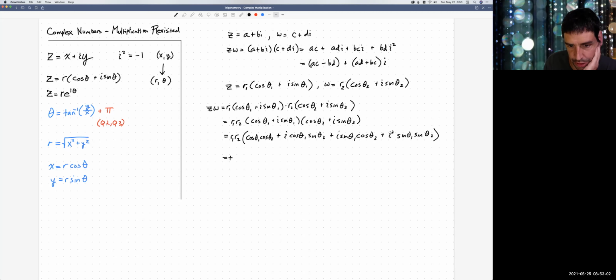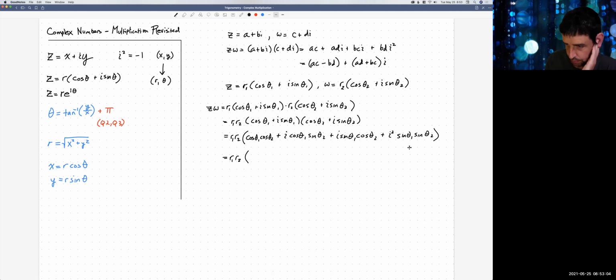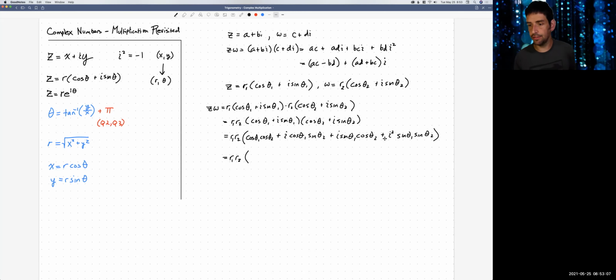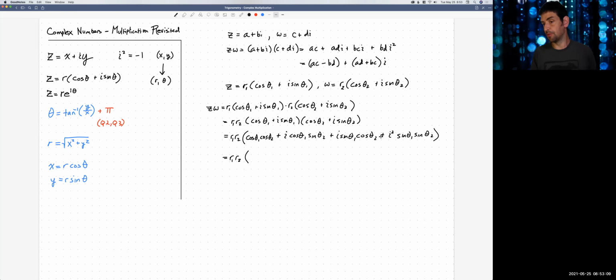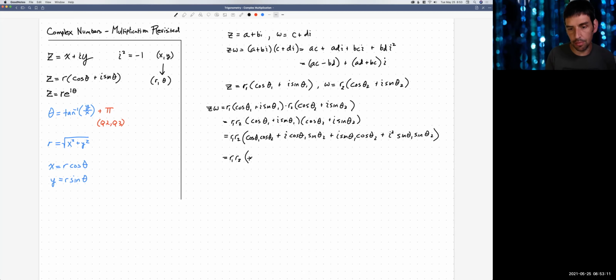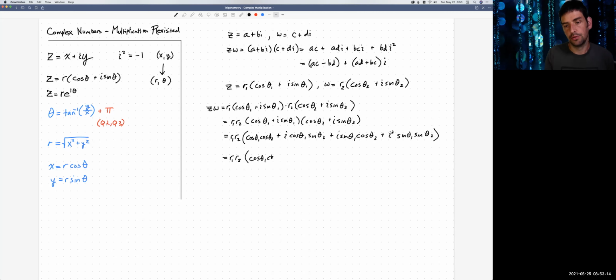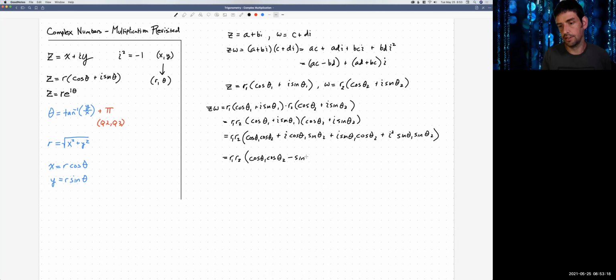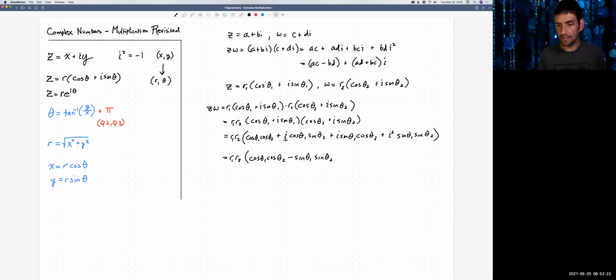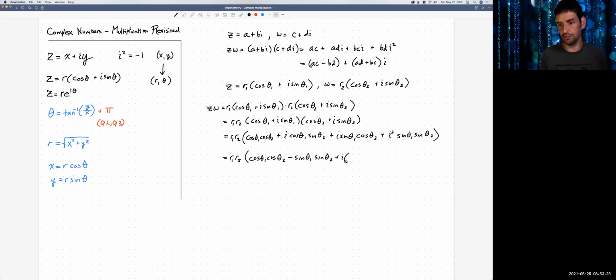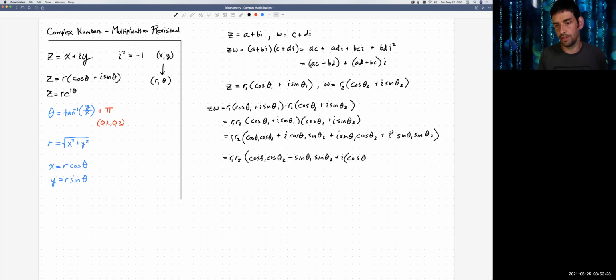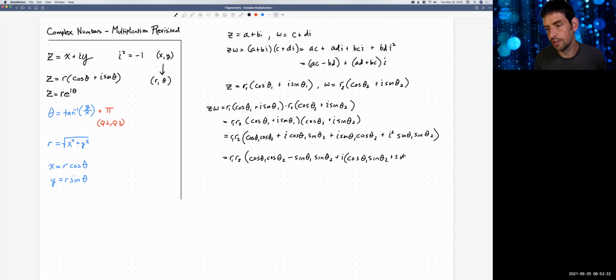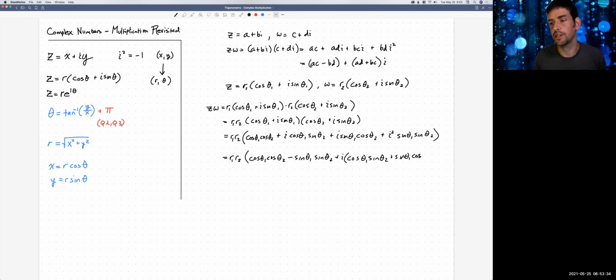Let's do a little rearranging again, R1, R2. So that I squared becomes negative 1. So this becomes minus sine theta 1, sine theta 2. And I'm going to move that to the front with this cosine theta 2 minus sine theta 1, sine theta 2. And then I can factor an I out of these middle two terms. So we have cosine theta 1 sine theta 2 plus sine theta 1 cosine theta 2.